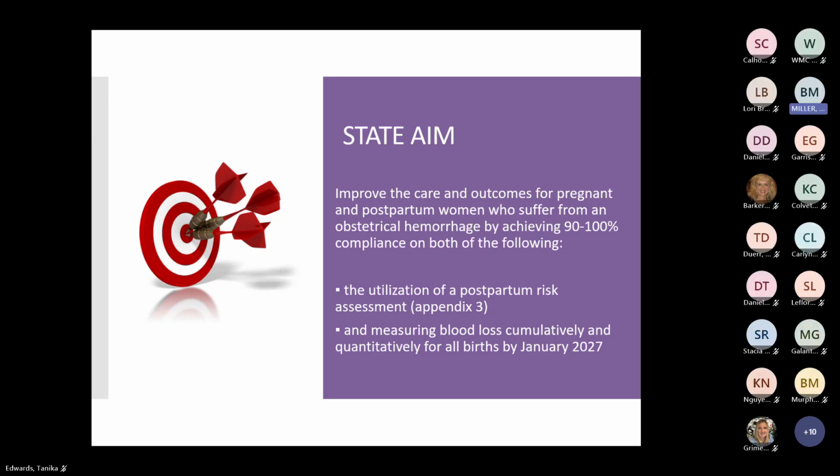Hello, everybody. Thank you for joining. So our state aim is to improve the care and outcomes for pregnant and postpartum women who suffer from an obstetrical hemorrhage by achieving 90 to 100% compliance on both of the following: the utilization of a postpartum risk assessment, which is in Appendix 3, and measuring blood loss cumulatively and quantitatively for all births by January 2027. Next.